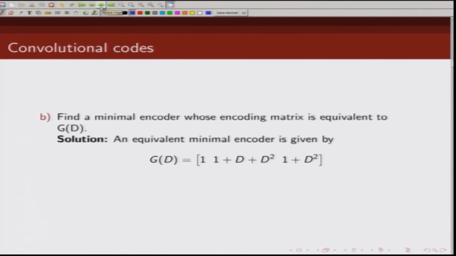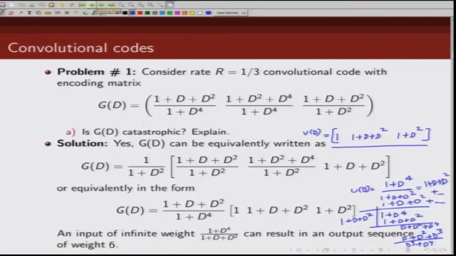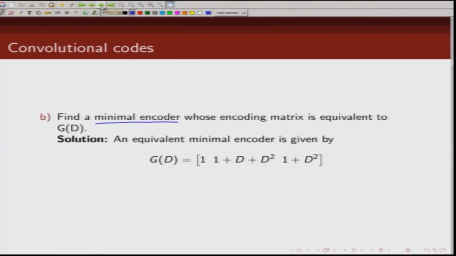Now, the second question is, what would be the minimal encoding matrix for the generator matrix given in the previous example? So, if I ask you to find out the minimal encoding matrix for this encoder, what do we do? We take out all the common factors. So, if we take out common factors, then what we get is this, our minimal encoding matrix.